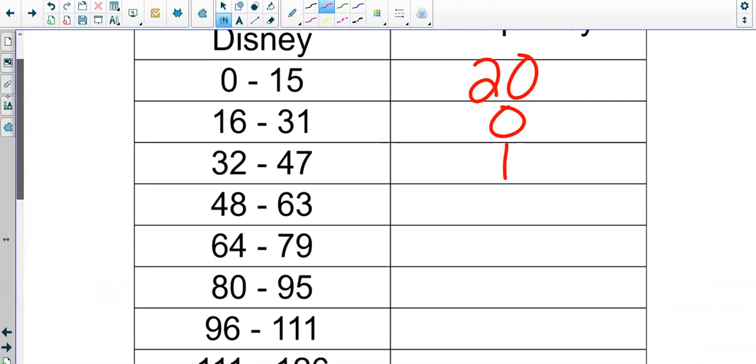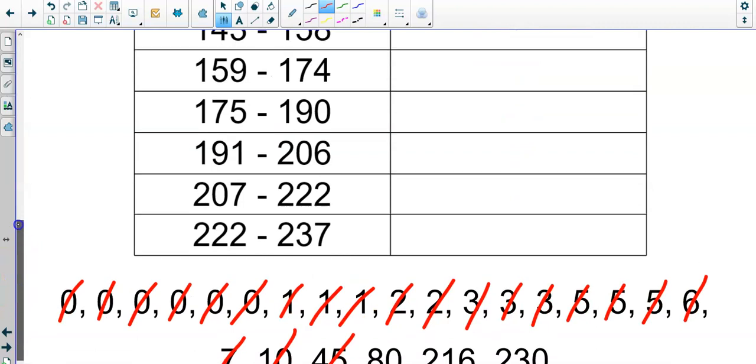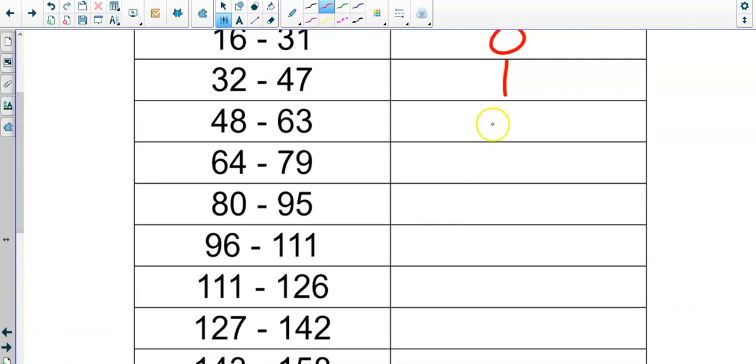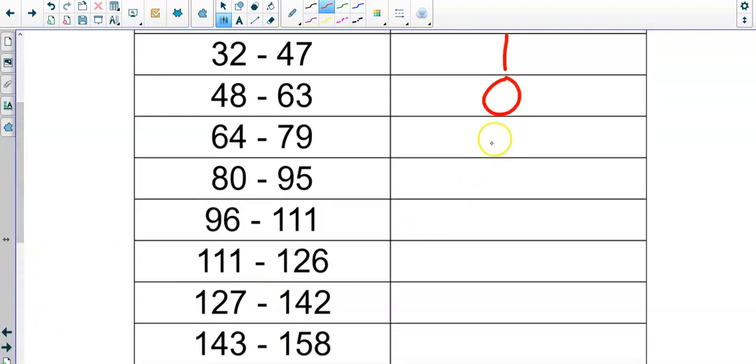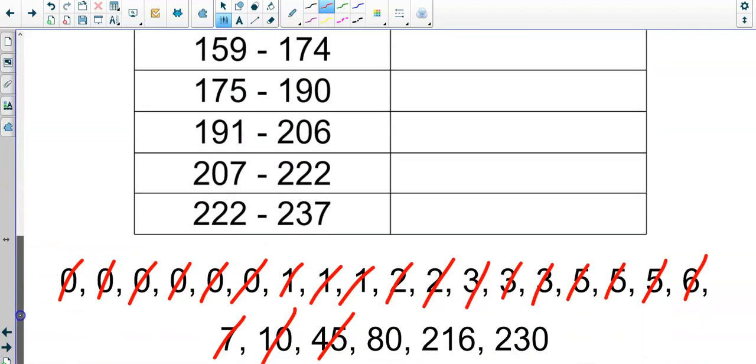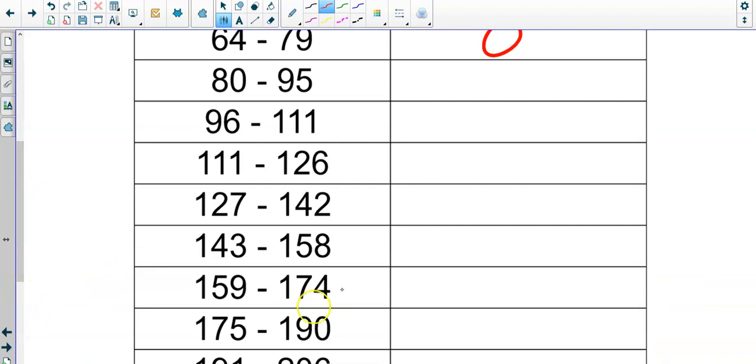So then we continue on. 48 through 63. Nope. Okay, so that's a 0. 64 through 79. Nope, so that's a 0. 80 through 95. Absolutely, I've got an 80. So there's 1 there. 96 through 111. Nope. 111 through 126. Nope. I know this because my next number is 216, which was my value.